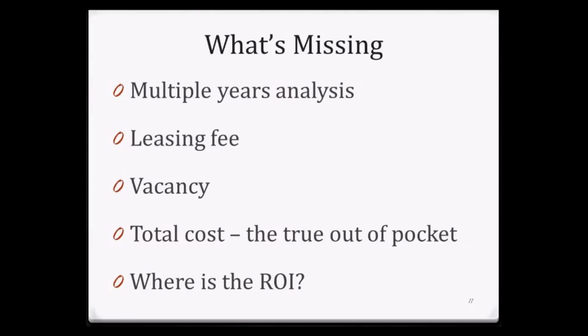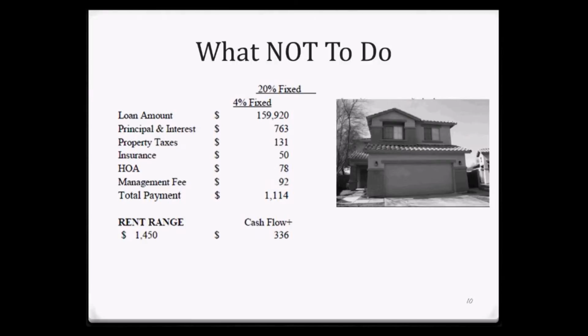Two more things that are missing in this flyer are the leasing fee and the vacancy fee. The leasing fee is the fee we pay a property management company, if we use one, to rent the property out. It's different than the monthly management fee that they typically charge. Sometimes it could be, let's say, 1 month's rent, or less than 1 month's rent, that we would pay the property management company to lease the house, to acquire the tenant. And then we're going to pay the monthly management fee. So the leasing fee is missing here.